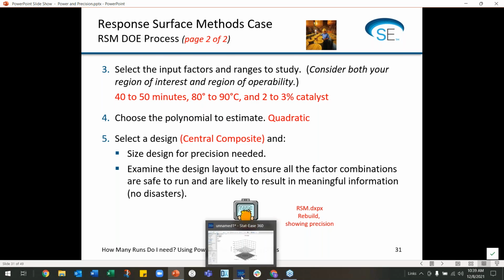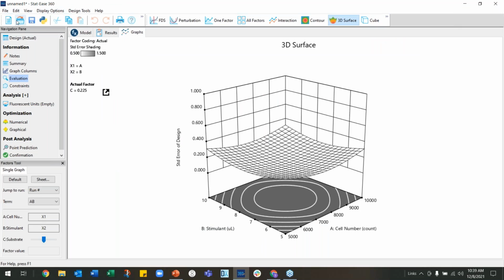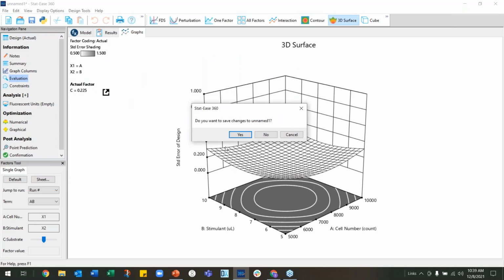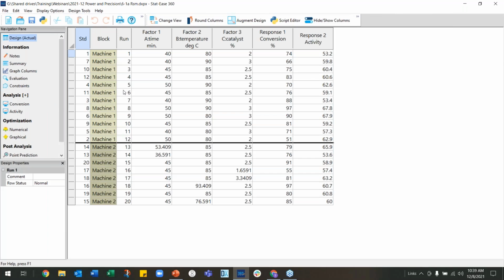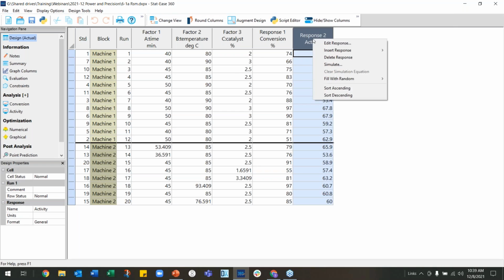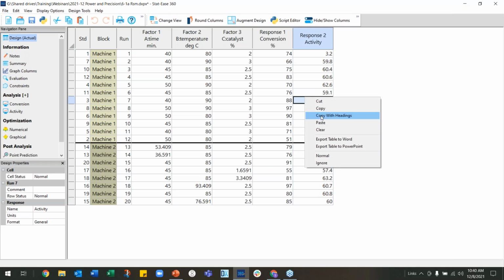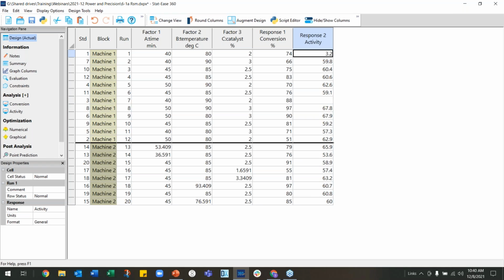Okay, so let me pull this up. And you would do this before getting any data. Oops. Just trying to clear this out.